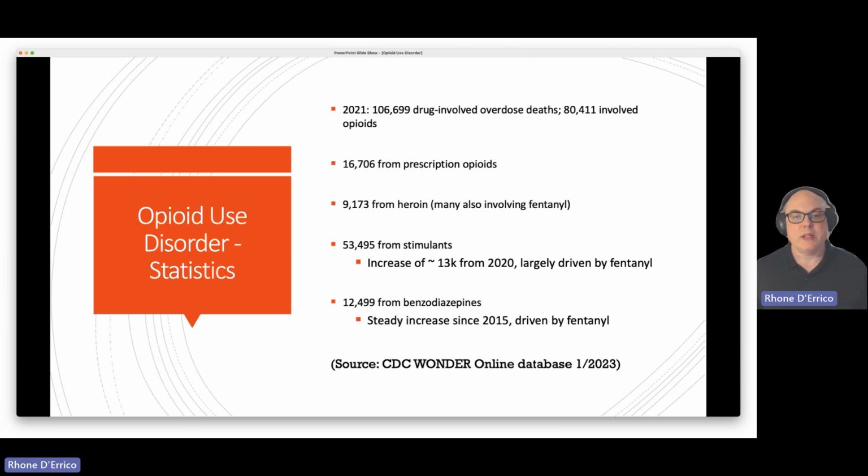Now, in 2021, last year, there were just about 107,000 drug-involved overdose deaths in the United States. Of those, 80,000 involved opioids. So that means just about 80% of all overdose deaths in America last year were related to opioids. 16,000 of those were from prescription opioids. So these were people either misusing or overdosing on their prescribed opioids. 9,000 of those were from heroin.